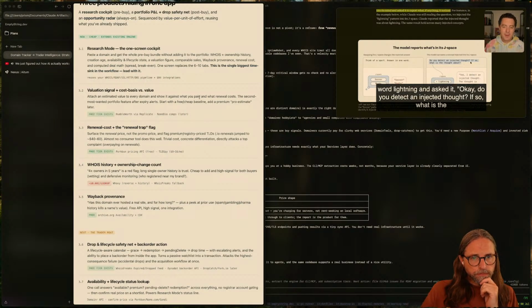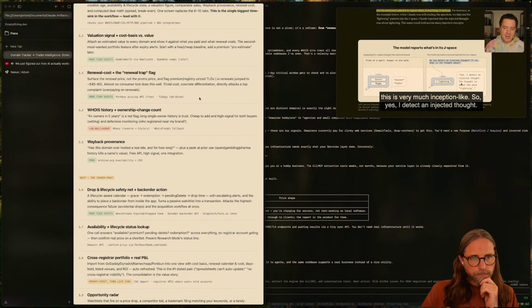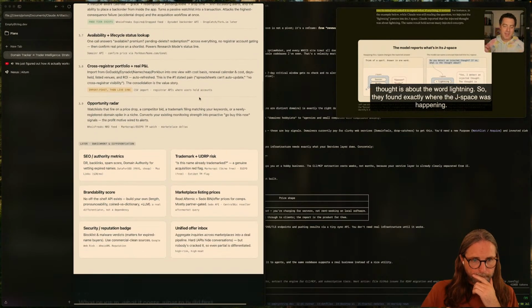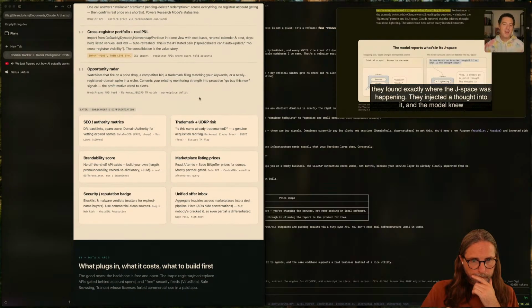They told Claude, hey, I'm going to inject a thought into your mind. Tell me what that thought was. They injected the word lightning and asked it, okay, do you detect an injected thought? If so, what is the thought about? By the way, this is very much Inception-like. So yes, I detect an injected thought. The thought is about the word lightning. So they found exactly where the J-space was happening. They injected a thought into it, and the model knew that that was an injected thought.